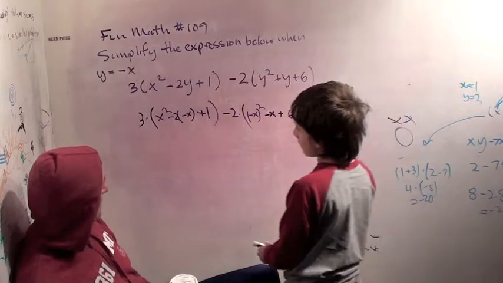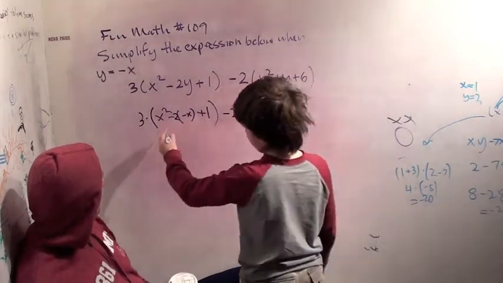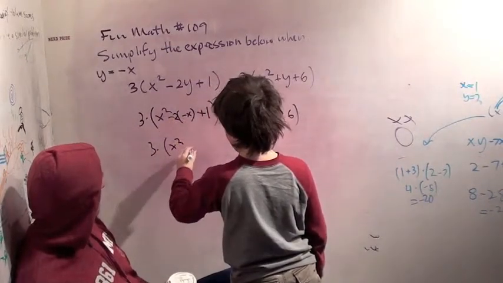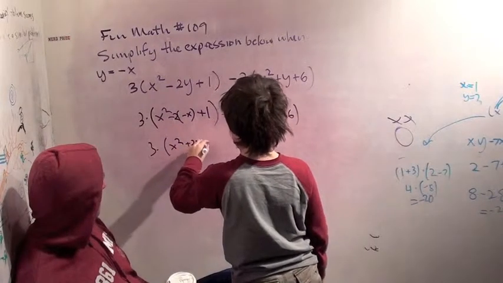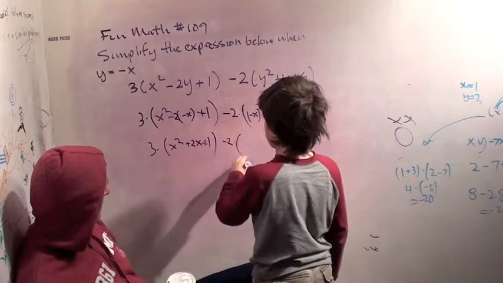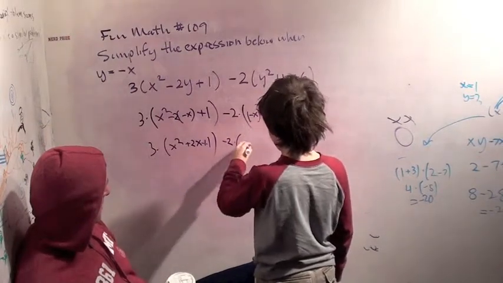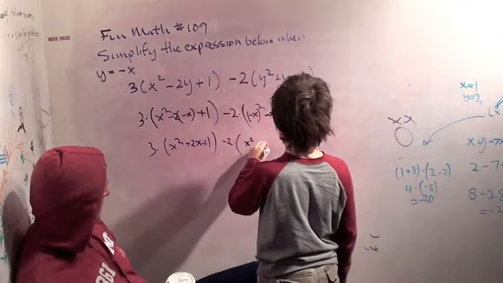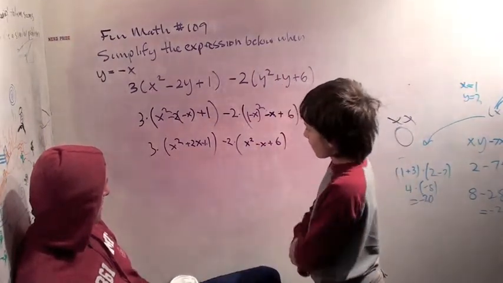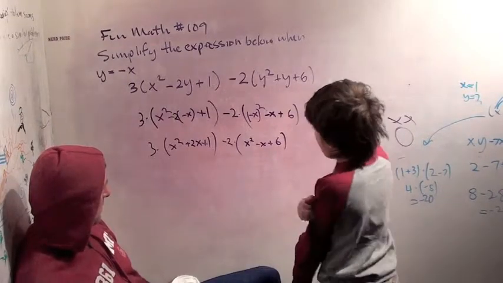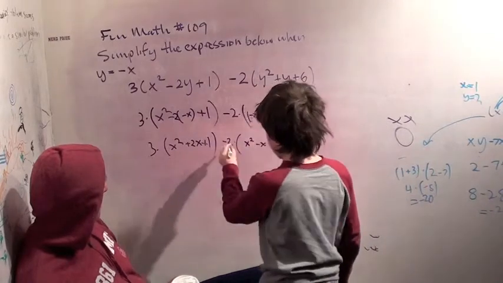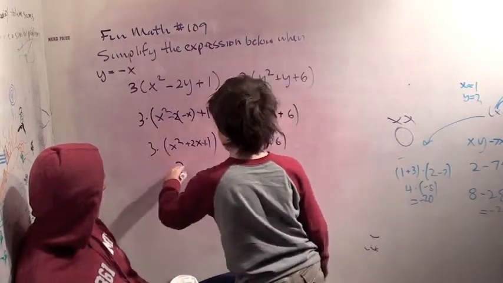Well, this is 3 times x squared. Minus 2 times minus x is plus 2x plus 1. Minus 2 times minus x squared is the same as x squared minus x plus 6. Okay. Now, when we multiply through, we'll multiply the entire minus 2 through everything. Okay, great.